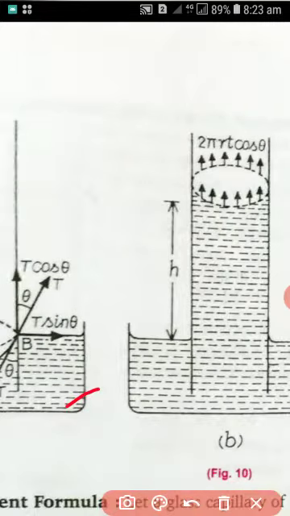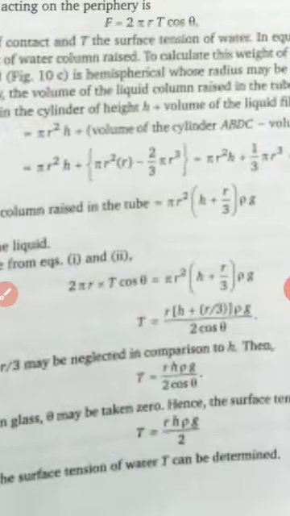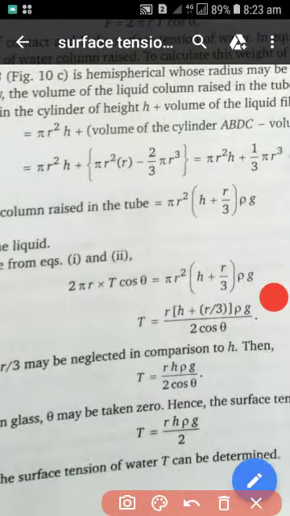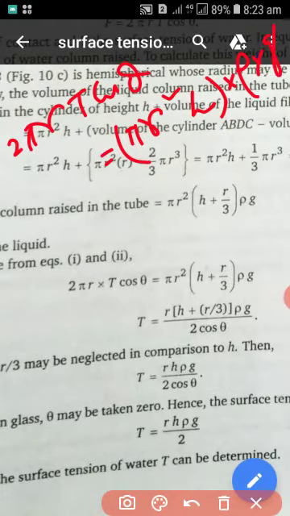Now see what your book says. You can ignore this calculation. You can write what I have written: T cos theta equal to pi r square rho into g. So 2 pi r T cos theta is equal to pi r square h, this is the volume, into density rho into g, m into g, actually mg. Mg means this is mass and this is gravity.